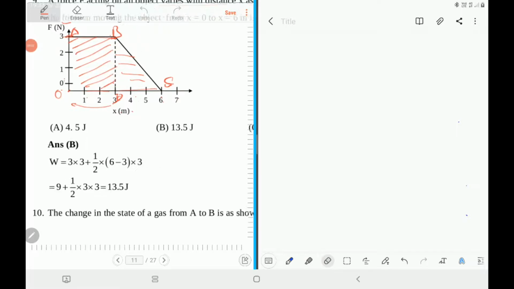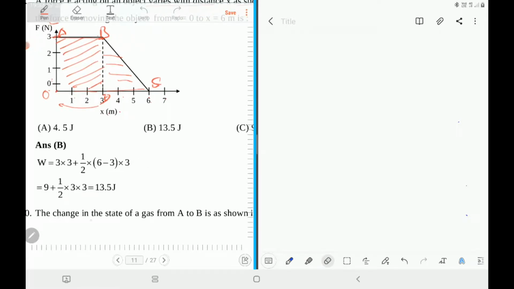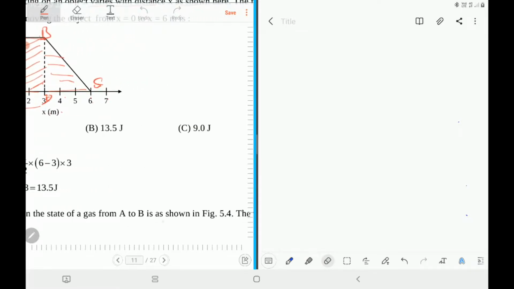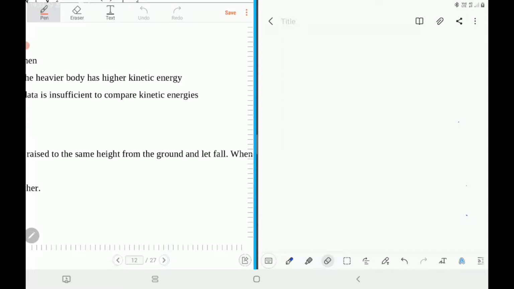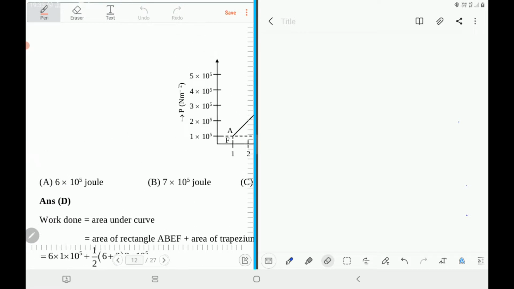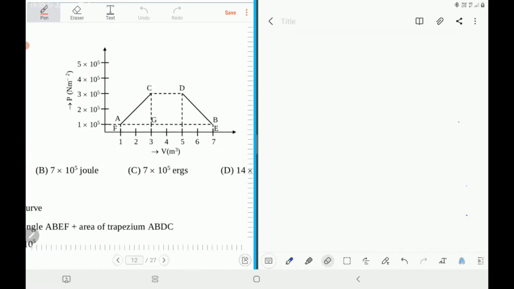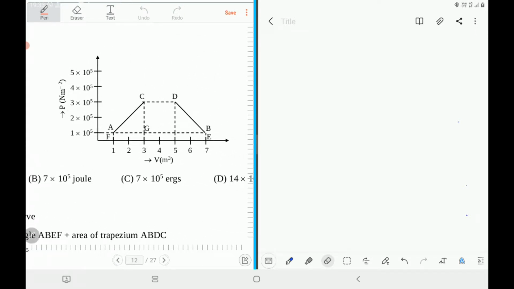Next one, 10th. The change in the state of gas from A to B is shown in figure 5.4. Find the work done in the process. You have learned gas laws. There you have learned Boyle's law, Charles's law, right? Let us see what it says. It is a pressure versus volume graph, right?